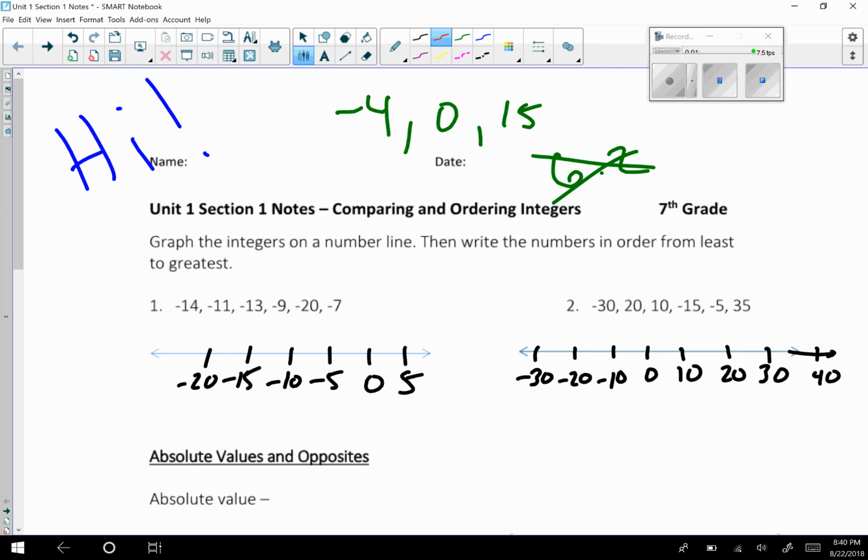So in the first part of this section, we're going to work on graphing integers. The directions say graph the integers on a number line and write the numbers in order from least to greatest. So for number 1, our integers are -14, -11, -13, -9, -20, and -7.